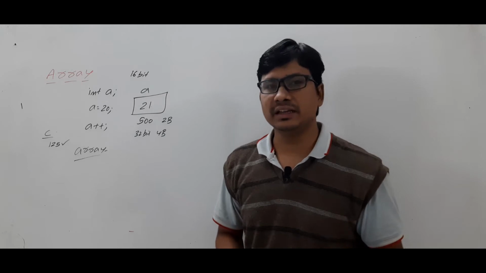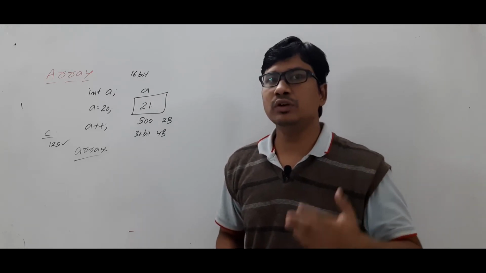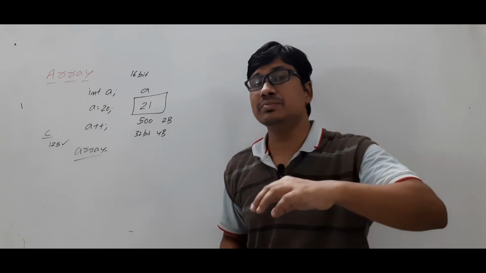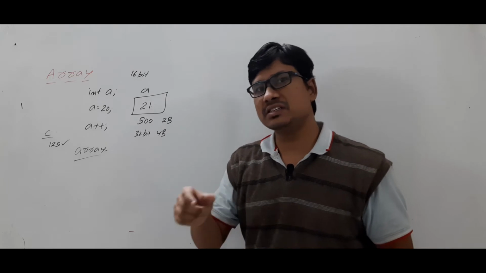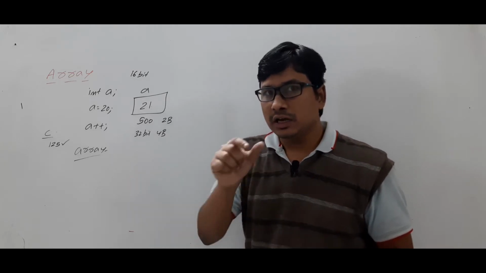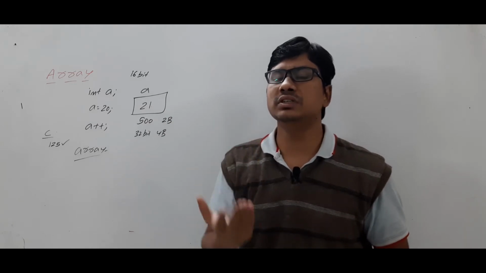Now, what is an array? An array is a simple data structure which can store a collection of similar items in contiguous memory. Now let me discuss each point in detail. Collection of similar data items. Similar data items are homogeneous data items.